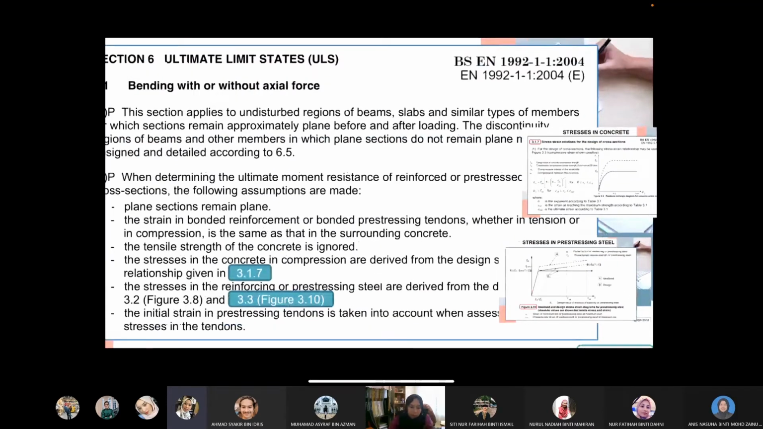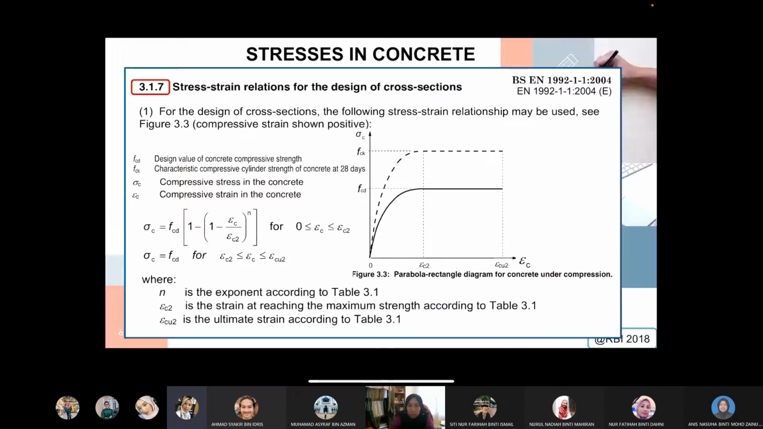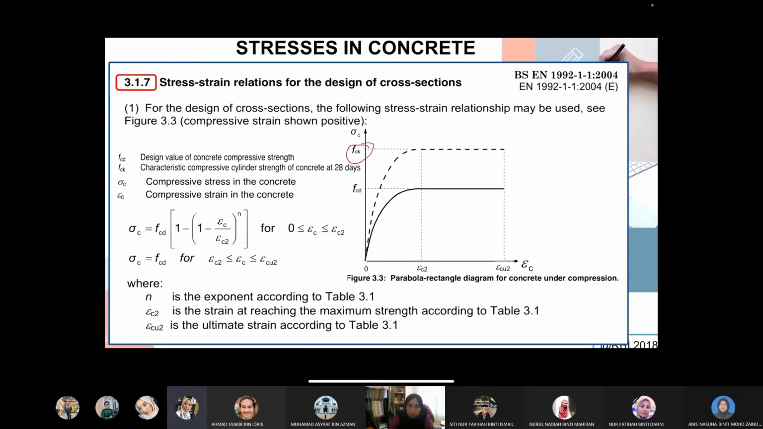All right, the properties of the concrete used in RC and also in pre-stress are still the same. So we still have the maximum fck, the maximum value of your characteristic compressive strength at 28 days. Then the design value that you can use for your design is always a bit lower, like 60% of your characteristic compressive strength. Okay, that one is concrete.